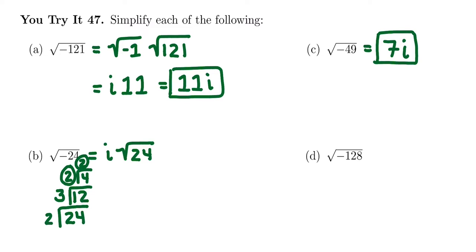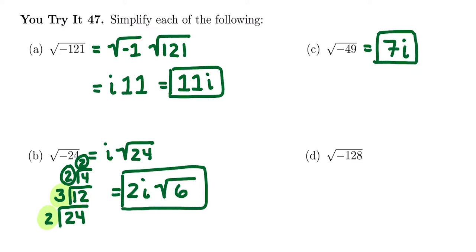So if I have a pair of 2s, the 2 gets to go outside. So I have 2i on the outside. And then the single ones that I have left are going to get multiplied together on the inside. So this is going to be 2i, and then I have 3 times 2, which is going to be root 6 left on the inside. So I could pull out the 2s, and that pair of 2s gets to be what's on the outside. Whatever is left over goes under the radical and gets multiplied together. So 2 times 3 gave me the 6.